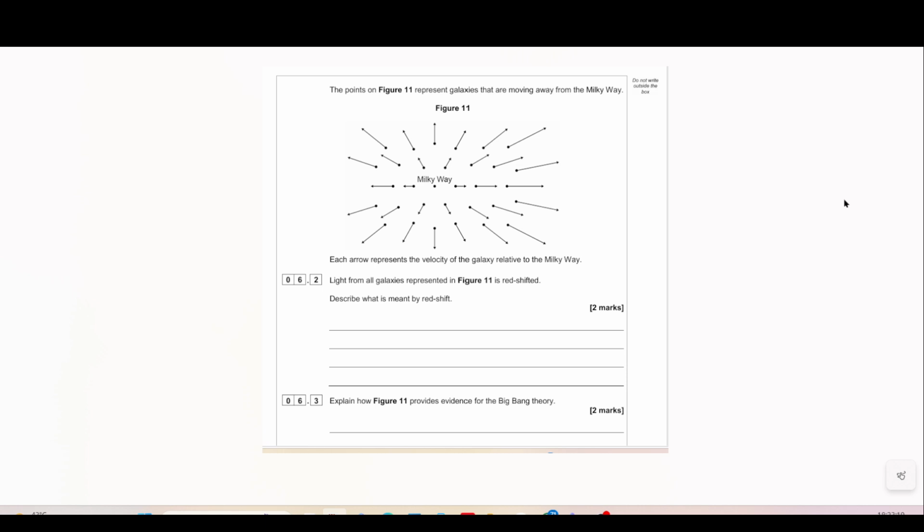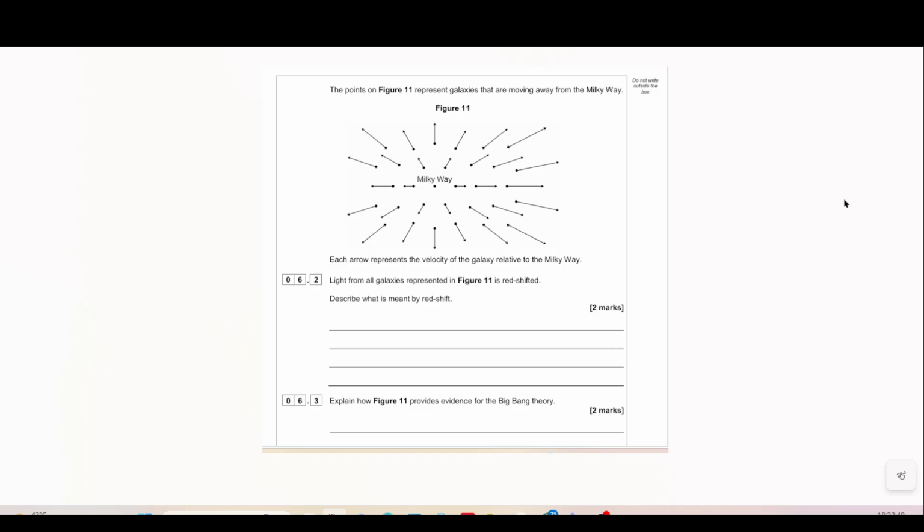The wavelength of light increases and shifts towards the red end of the electromagnetic spectrum. This happens because the source of light is moving away from the observer.